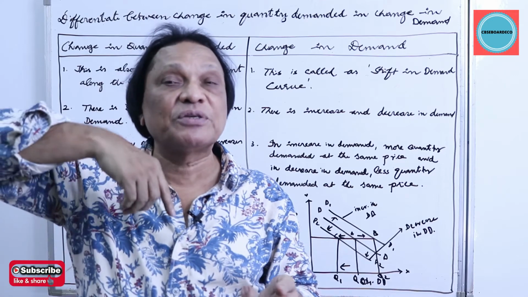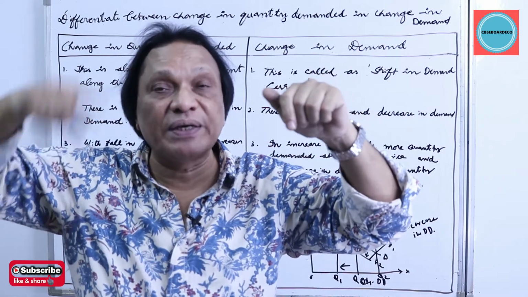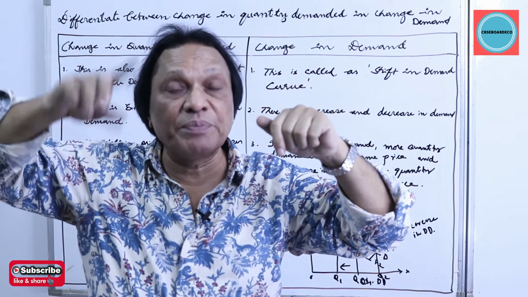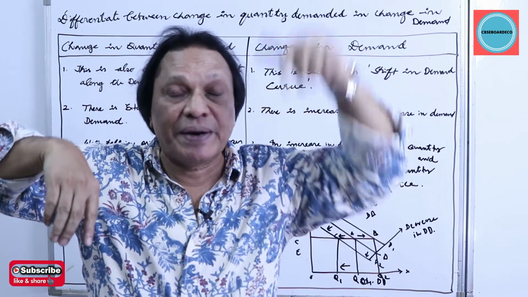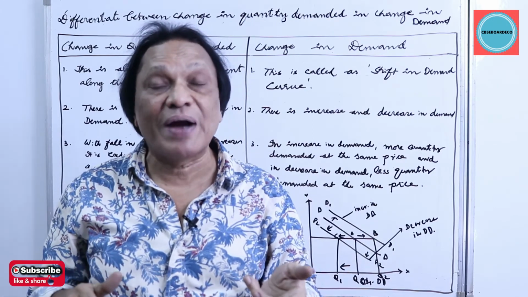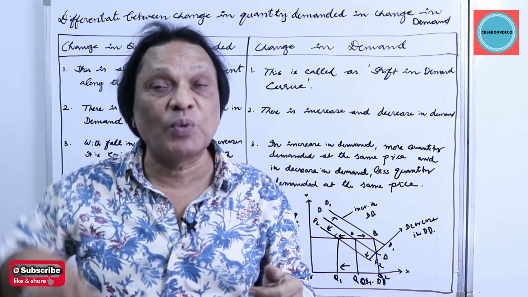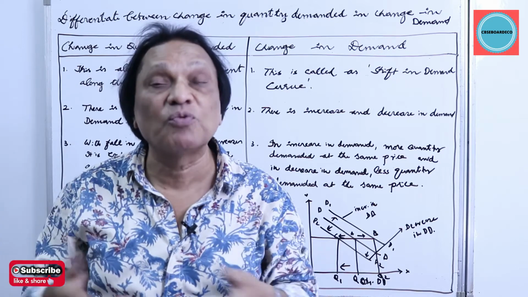The first point you have to remember: change in quantity demanded is called movement because we move up and down along the same demand curve. Change in demand is called shifts in demand curve because here you have two shifts, rightward shift and leftward shift. Here you have two movements, upward movement and downward movement.